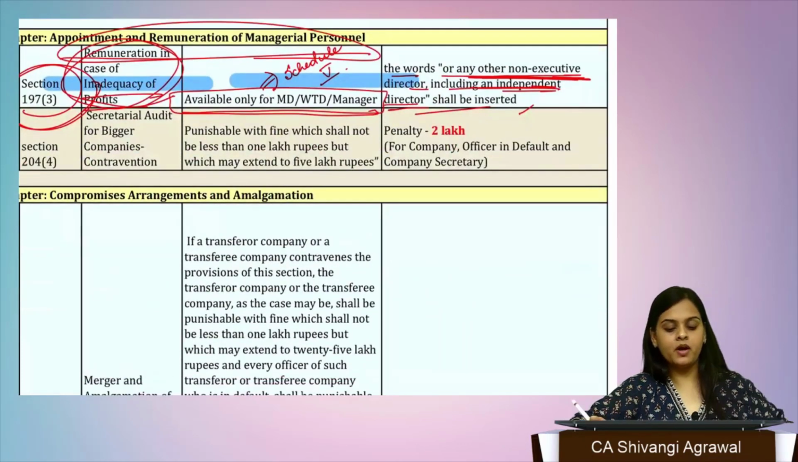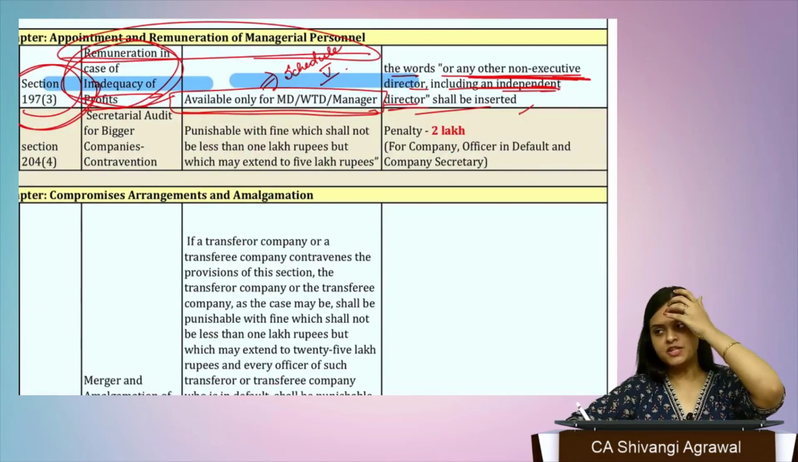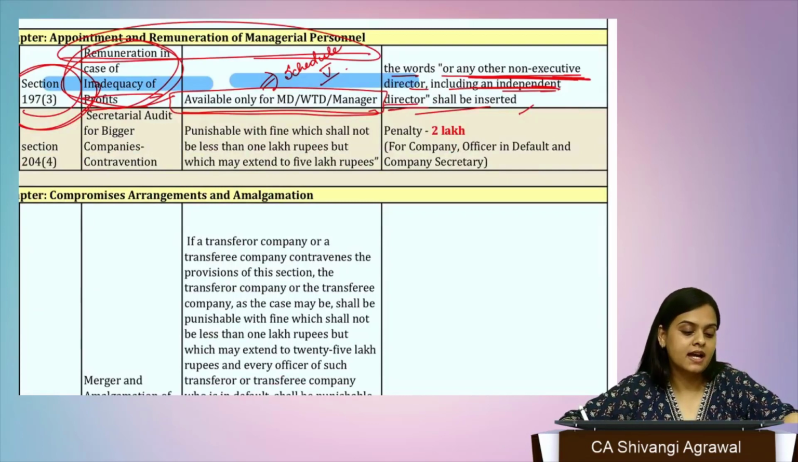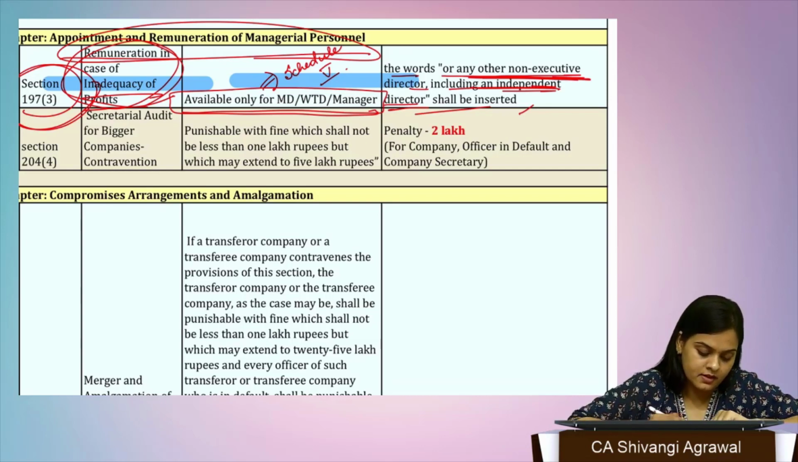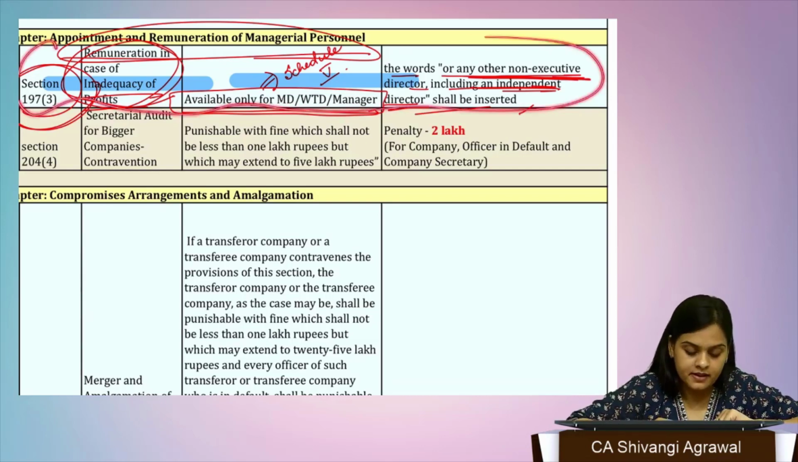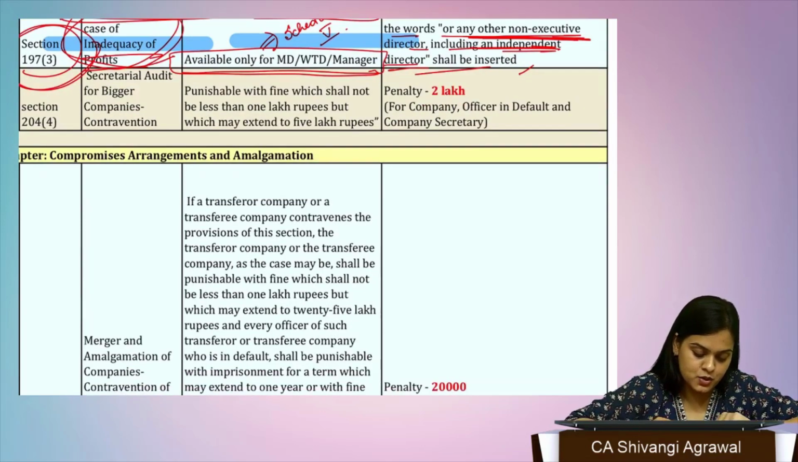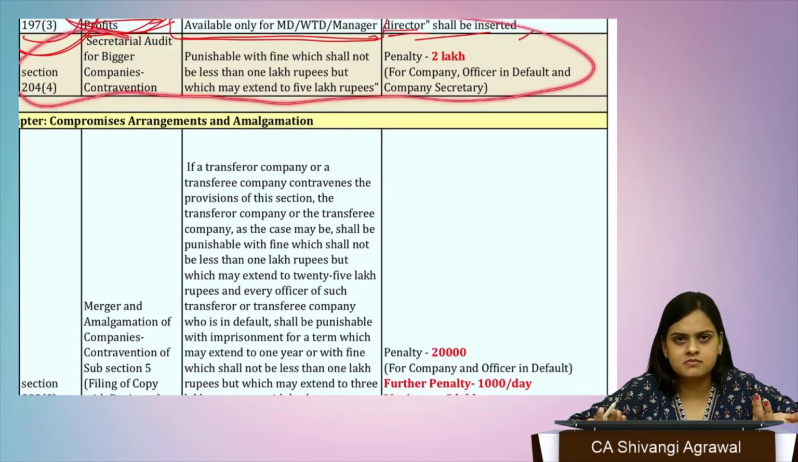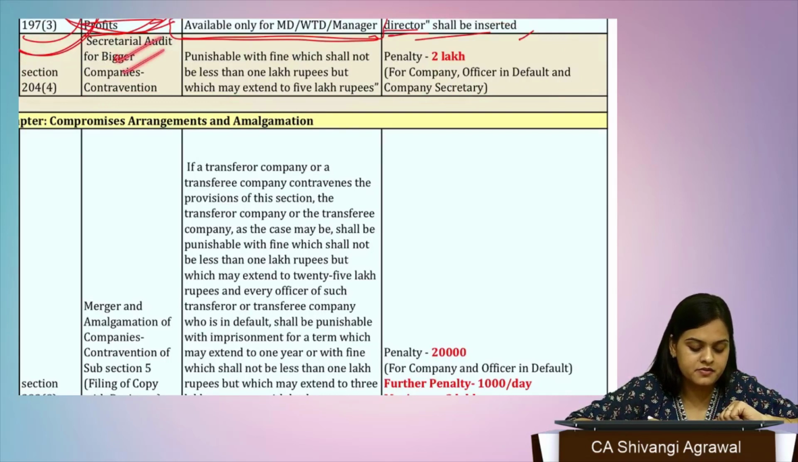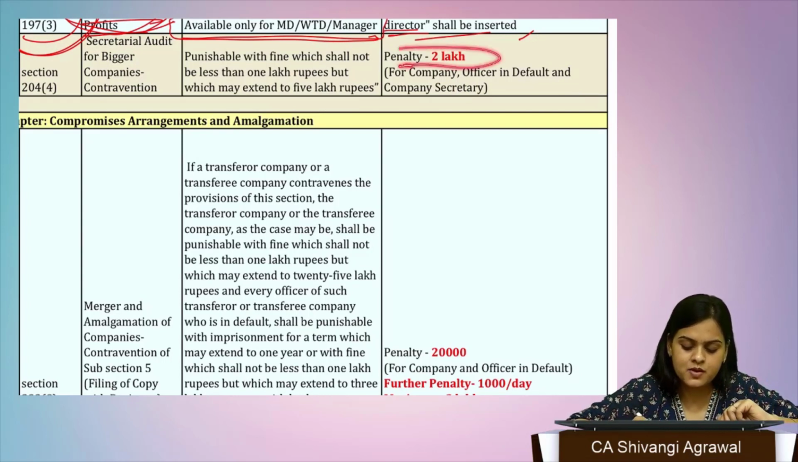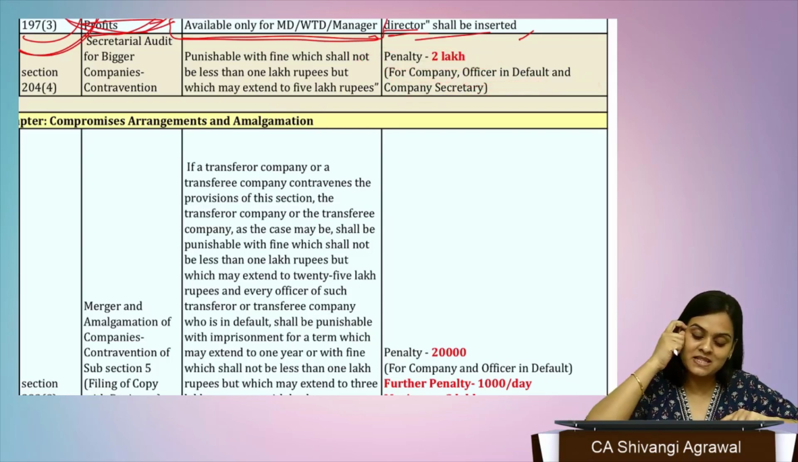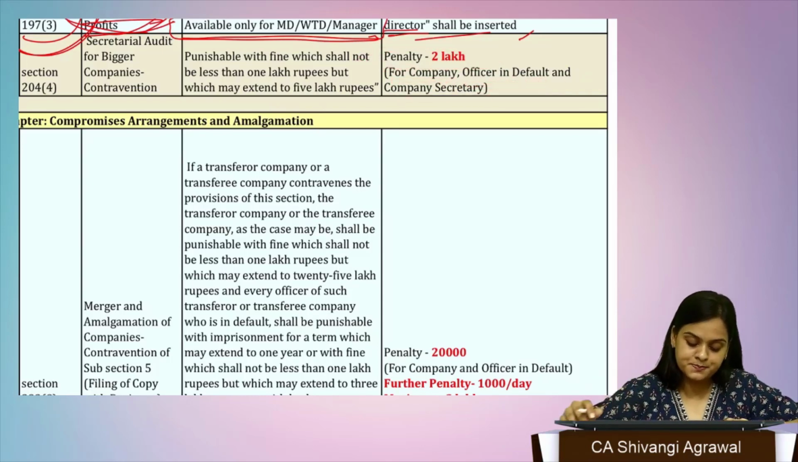Now, next chapter, appointment and remuneration of managerial personnel. This part is already done, and if I talk about this part, it is just contravention, secretarial audit for bigger companies. We have secretarial audit for some specified type of companies. If the company contravenes that, we have a straightaway penalty of 2 lakh for the company, for the officer in default, as well as for the company secretary. Clear?